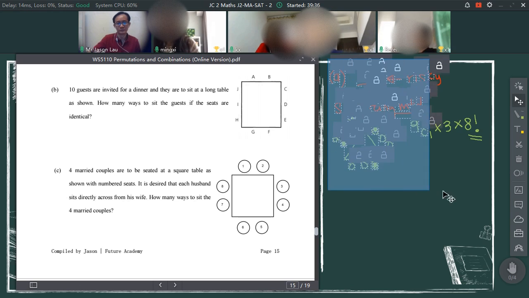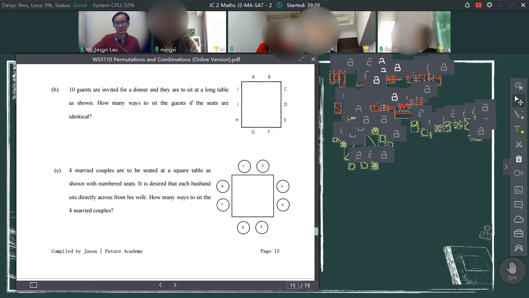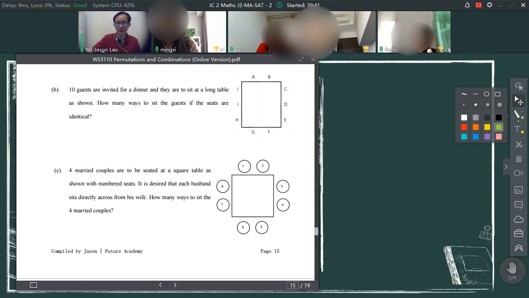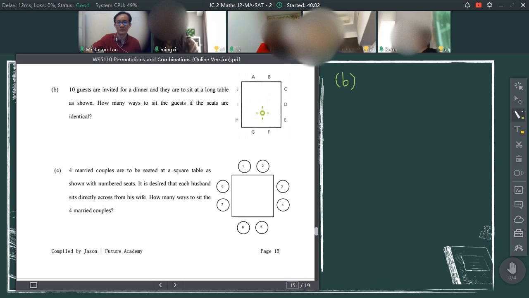What is the rotational symmetry? You rotate four times, then you get back the same thing. No, you actually rotate 2 times to get back the same thing. Only 2? Oh, right, only 2. You flip, you get back the same shape, because the seats are identical.